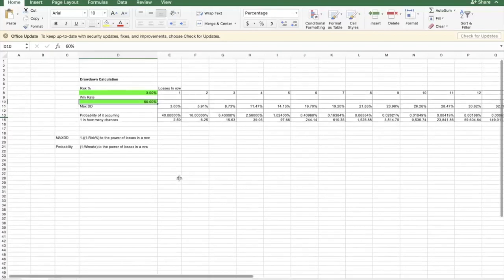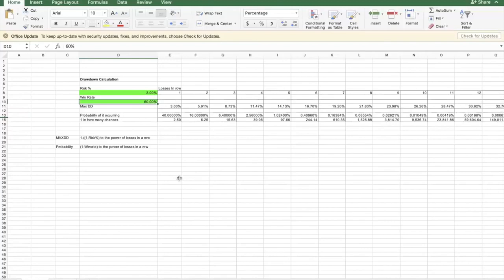Before I go on, I want to explain why it's so important to use this calculator, why you need to understand this calculator and how it helps you in your trading psychology. Losses are part of trading. You should already know that. There's no such thing as 100% win.